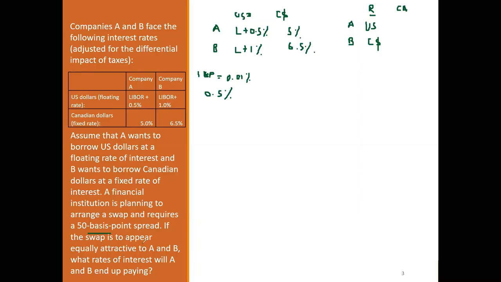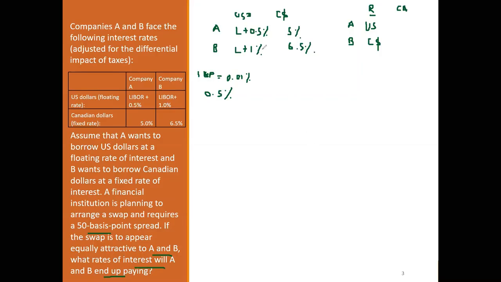If the swap is to appear equally attractive to A and B, what should happen? Whatever benefit you are getting from the swap should be equally divided among A and B. So what rates of interest will A and B end up paying? Basically here, rather than designing the swap, you're required to calculate only the rate of interest that A and B would end up paying.